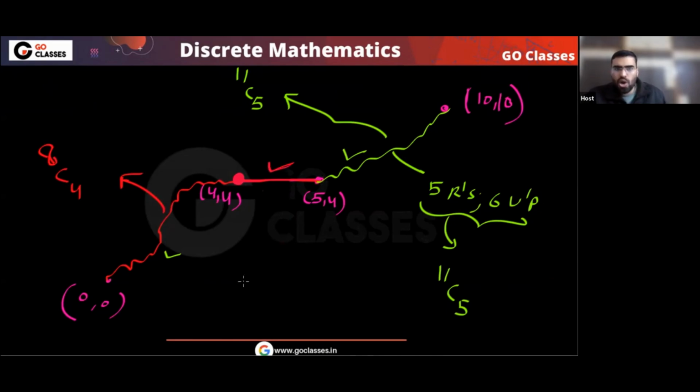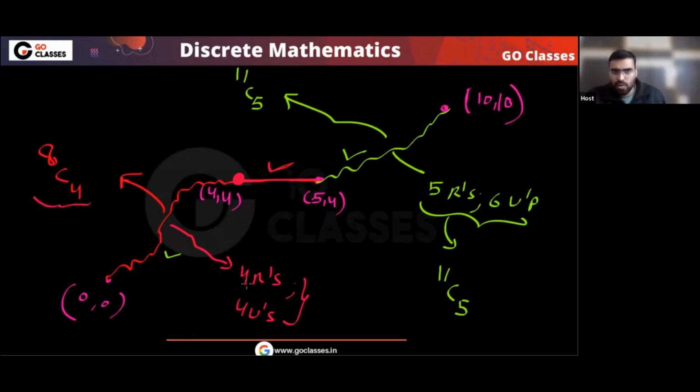From 0, 0 to 4, 4, how many paths are there? That is because from 0, 0 you have to make 4 right moves and 4 up moves. Yes or no? Is this clear? You have to make 4 right moves and you have to make 4 up moves. So that is the reason: 4 right moves, 4 up moves, so 8C4.